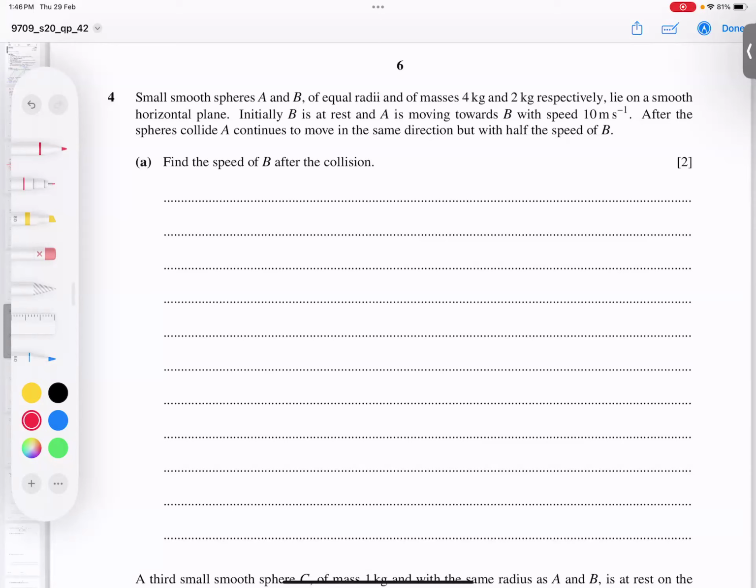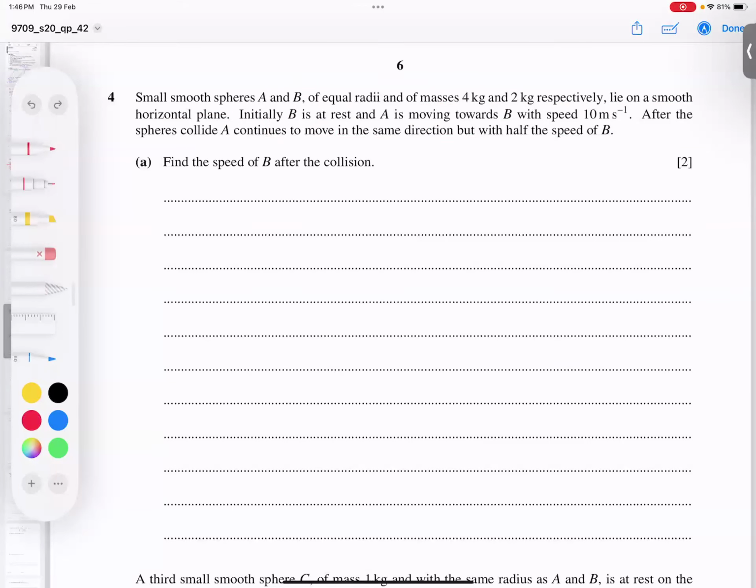A smooth sphere A and B of equal radii, masses 4 and 2 kilograms respectively, lie on a smooth horizontal plane. Initially B is at rest and A is moving with speed 10. After they collide, they continue to move in the same direction, with A's speed being half of the speed of B.